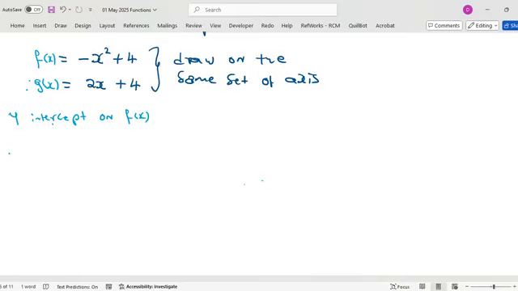So if I'm looking for the y-intercept, what must I do on f of x to get the y-intercept? I'm waiting for the answer. What must I do on f of x to get y if I'm looking for the y-intercept?